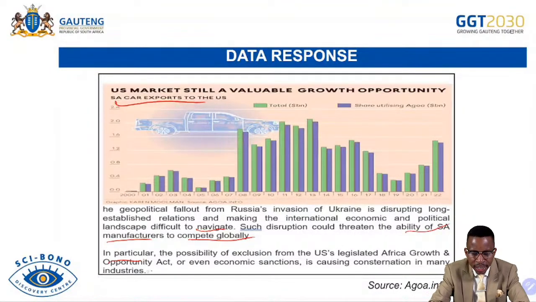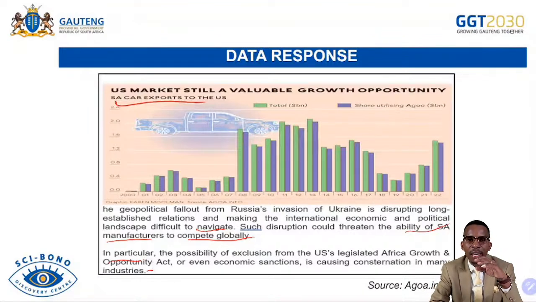consternation in many industries. So it's simply talking about what I've mentioned, that because of the Ukraine-Russia war, there are possibilities that South Africa can be sanctioned or removed from this trade agreement between the US and other countries, and that will let down local industries, especially in the manufacturing sector, because their exports won't be growing at the high volume they were when the country was involved in the AGOA trade agreement. The country is the main exporter of motor vehicles to the US market.